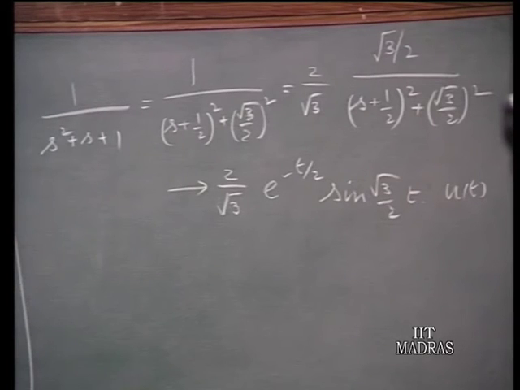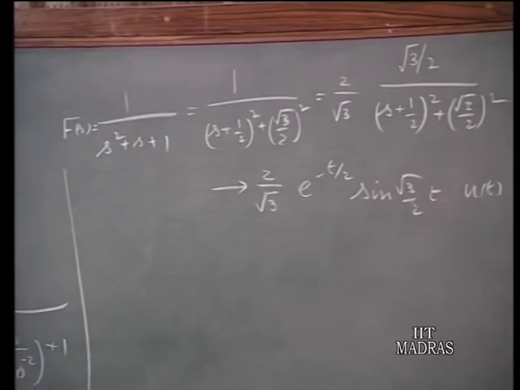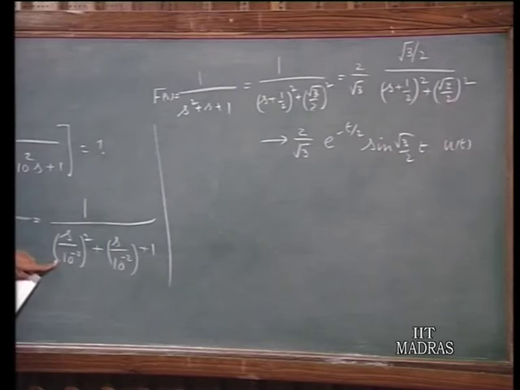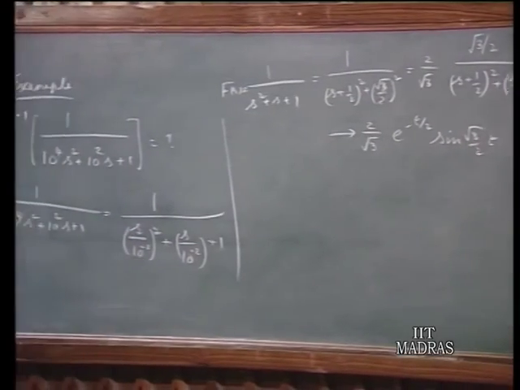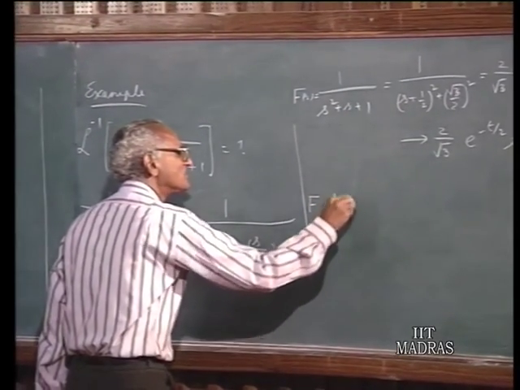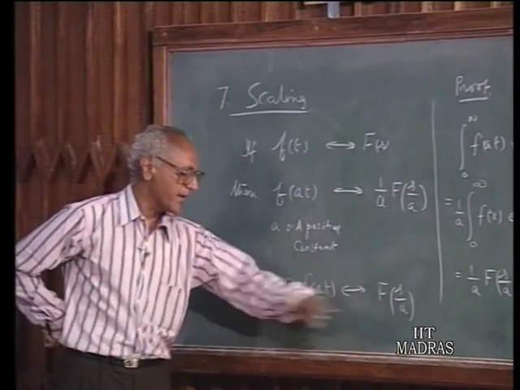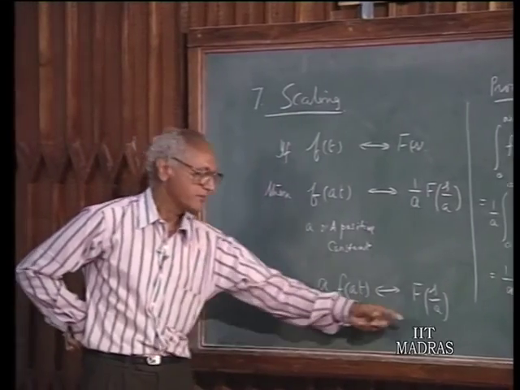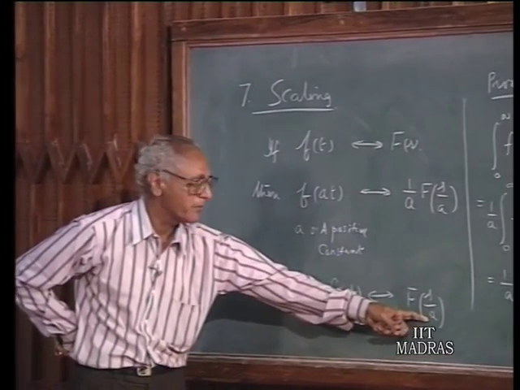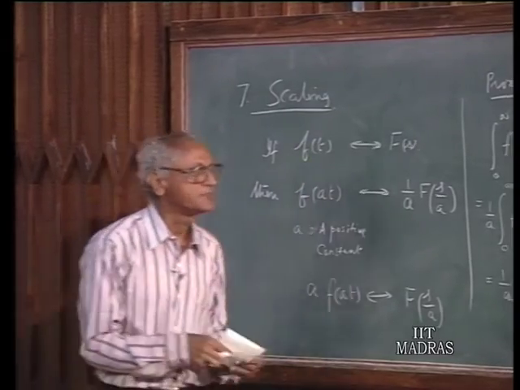But now, if this is f of s, what we have here is, instead of s, s upon 10 to the power of minus 2. That is what this expression is. Now, if you go to this rule here, f of s upon a will be a times f of a t. A in our case happens to be 10 to the power of minus 2. So, since we know f of t, we can find out a times f of a t.